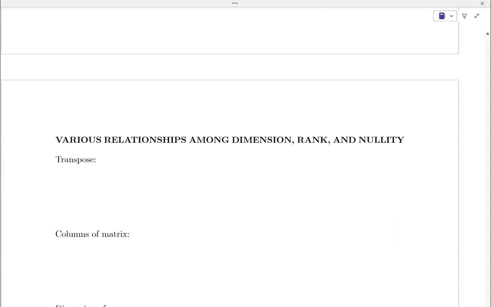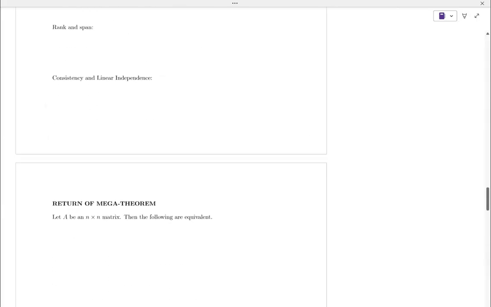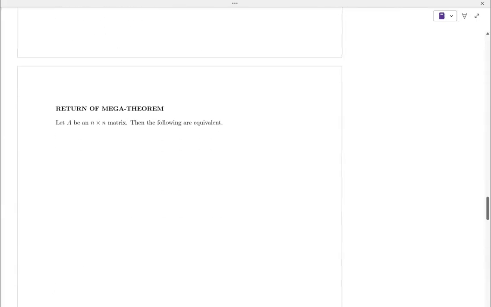All right. We'll finish this stuff up next time. I think we've got a couple more pages. One of the things we'll talk about is the return of our mega theorem. So make sure you find your page with all those equivalent properties. We're going to add several to it on Friday.